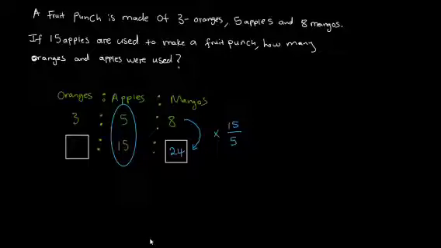And if you want to find the one for the oranges, you can pause the video and do it on your own. Obviously you will do the same thing, which is 15 divided by 5, and then you multiply by the ratio for the oranges, and that is going to give you 9 oranges were used. So that is how you work out your ratios in a nutshell.